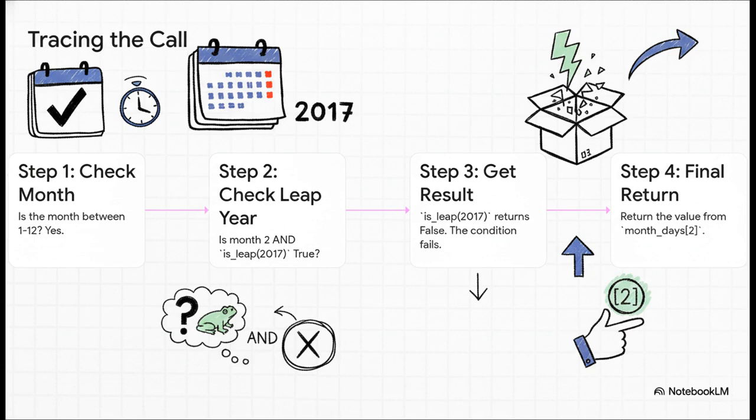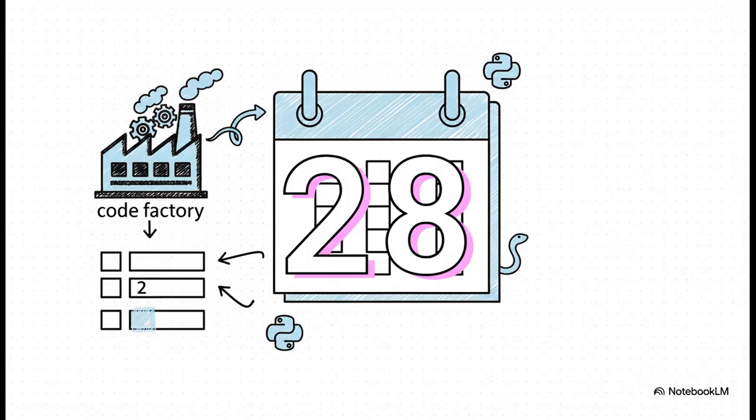Step 2, it asks two questions. Is the month February? Yes. And is the year a leap year? Well, to figure that out, it has to call our other function, is_leap, and pass it 2017. In step 3, the is_leap function does its job and returns False. So now, back in our main function, since one part of that AND check was false, the whole thing becomes false. So it skips ahead to step 5 and just returns whatever value is at index 2 of our month_days list. And the value at index 2 in our list is 28. Boom! Our little code factory processed the inputs, used its different machines, and gave us the correct answer.